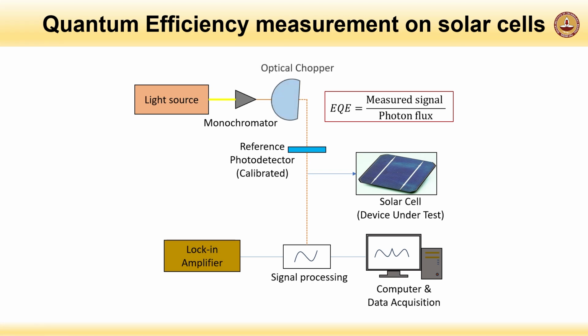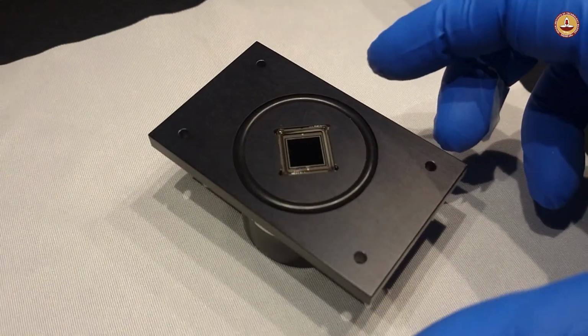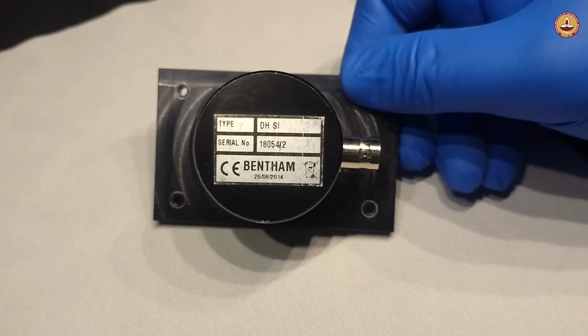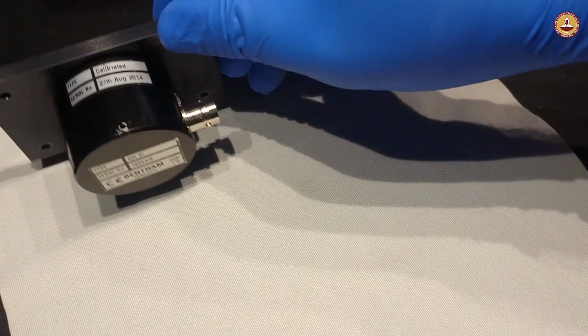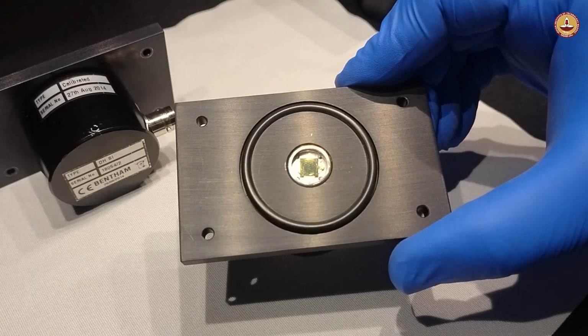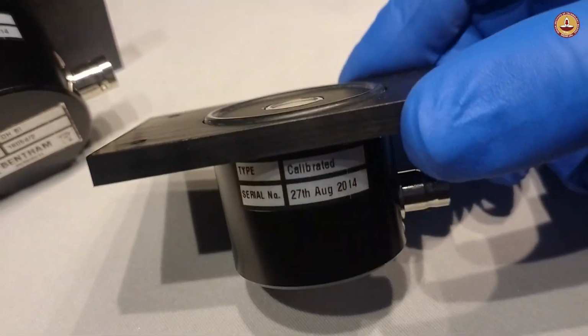An optical chopper modulates the light beam at a known frequency using a rotating disc with slits, creating a pulsed or chopped light signal. This modulation enables the system to distinguish the photocurrent signal from the background noise. The reference photodetector measures the actual power of the incident light at each wavelength. Typically, silicon or germanium detectors with known quantum efficiency are used for calibration, allowing accurate calculation of the photon flux.